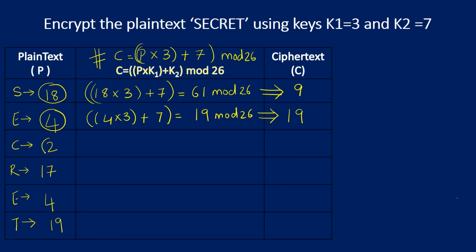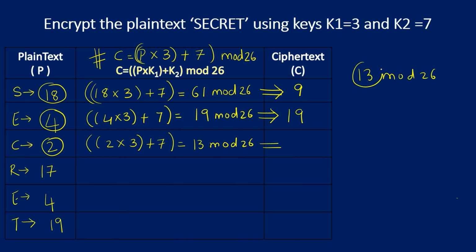The next number to be encrypted is 2. So we do 2 into K1, which is 3, plus K2, which is 7. The addition comes out to be 13 mod 26. As we just saw, in 13 mod 26, 13 is a number less than 26. So since 13 is less than 26, 13 mod 26 continues to remain as 13. So this answer is 13.